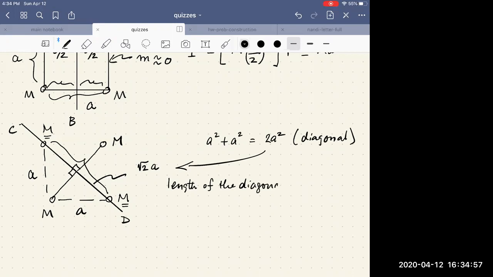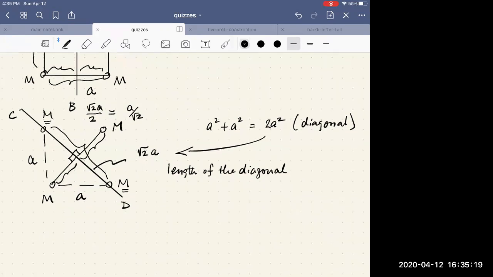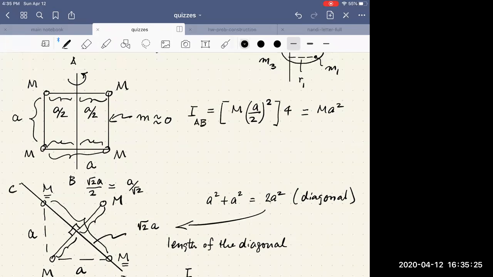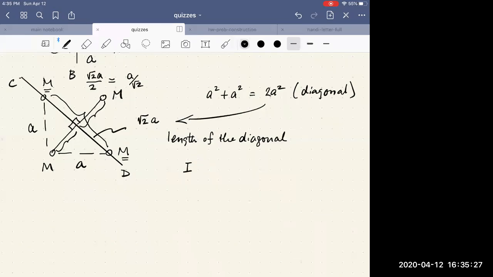Right? So it's easy then to see that this particular distance here is going to be square root of 2 times a divided by 2, which means it's going to be a divided by square root of 2. And same will be the case here. This will also be a divided by square root of 2. Therefore, the moment of inertia about axis CD, let's call this axis AB. And let's call this axis CD.